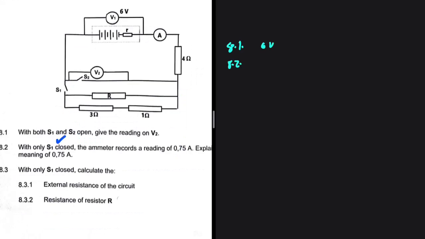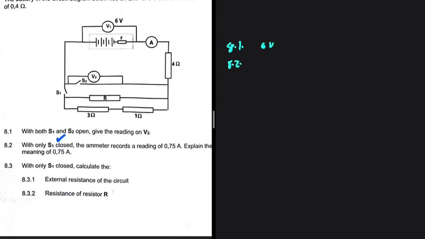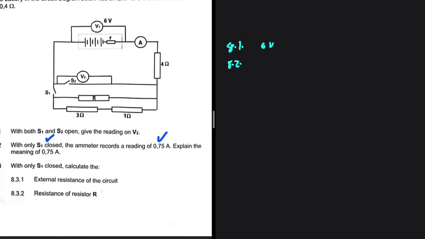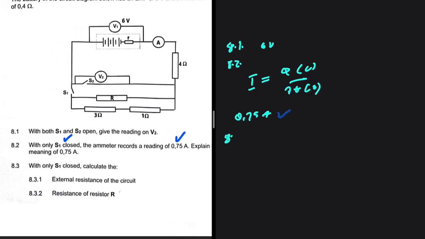With only S1 closed, the ammeter records a reading of 0.75 ampere. Explain the meaning of 0.75 ampere. So we know that the current is equal to the charge in coulombs divided by the time in seconds. So if the reading on the ammeter is 0.75 ampere, then this tells us that 0.75 coulombs passes a point in 1 second.